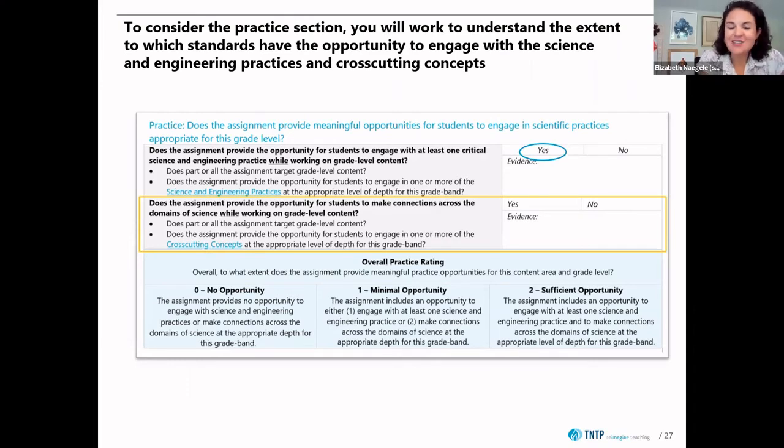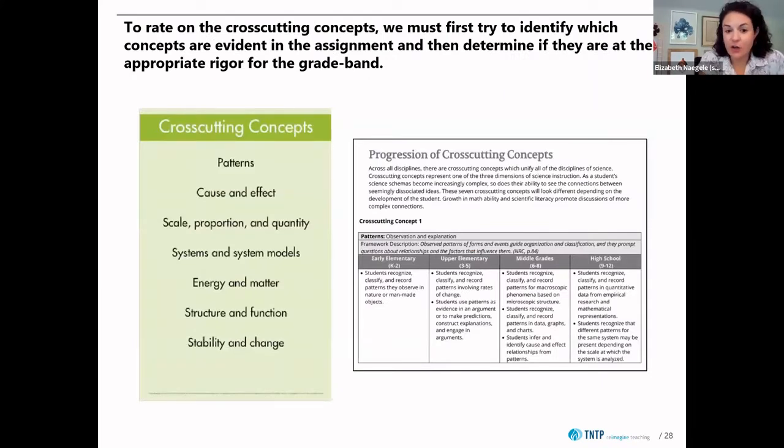Okay, so then same thing for the next question. Well, same but different. Do kids have the opportunity to use the cross-cutting concepts? We said that there were 7 of those. Again, those are 7 themes that are true across all of science. We want kids making connections to these themes in an intentional way in their assignments to develop a bigger understanding of the interconnectedness of science. So those 7 are shown here on the screen.